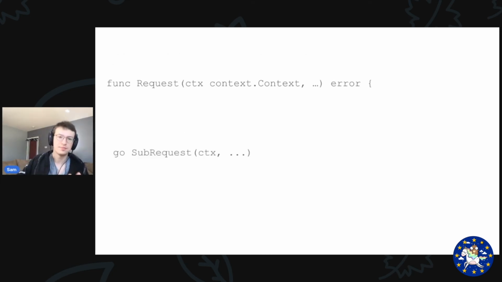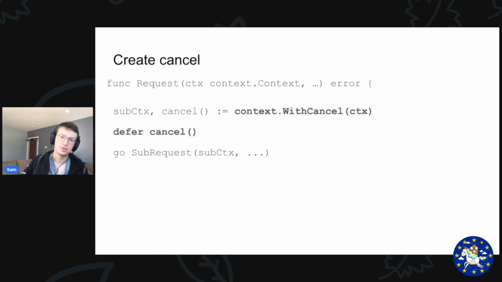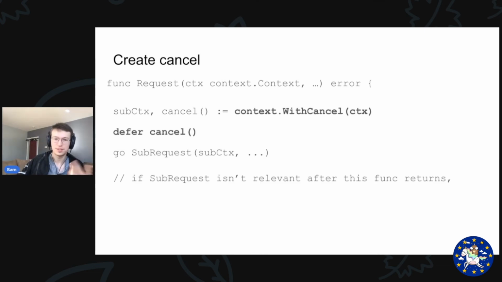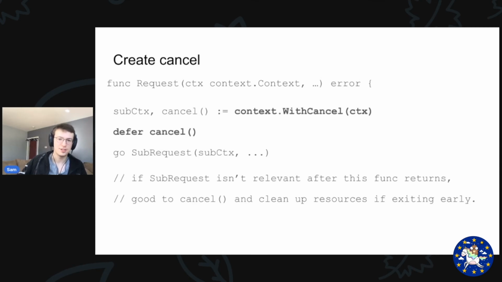Similarly, you could have some request and just immediately spin off a sub request using the same context, but it wouldn't be such a bad idea to call context with cancel, assign it to a new sub context, a new context that's only used for the sub request, and then you can defer cancel there. Again, just a way to keep your code healthy. If the sub request isn't relevant after this function returns, it's good to cancel and clean up resources if we're exiting early.